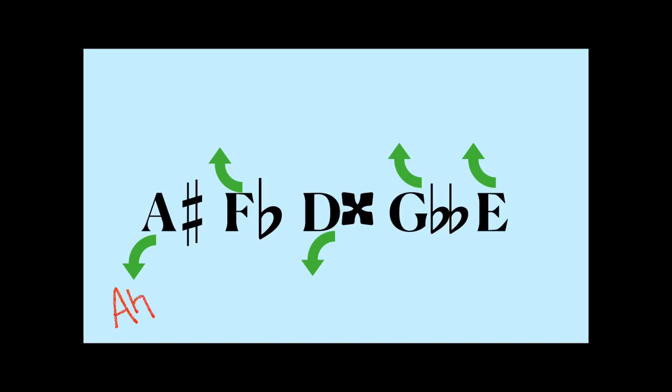So bringing an A sharp down, we would arrive at an A natural. Bringing an F flat above, we would arrive at an F natural. D double sharp can be lowered by a chromatic half step to D sharp. G double flat can be raised by a chromatic half step to G flat. And finally, E sharp is raised by a chromatic half step to E double sharp.